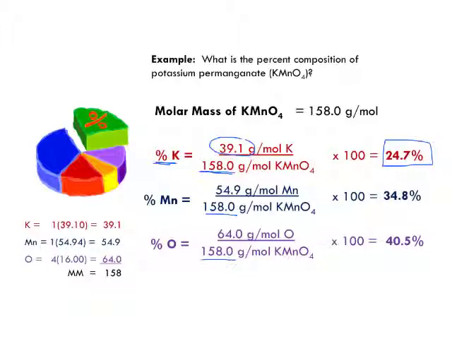And we do the same thing, of course, for manganese and for oxygen. And you want to check that when you add these three up, they should add up to 100%. You can do a quick check and see if that is the case. And it should be. So that's one example of how to work out mass percent. Let's do one more quick example. Or if you feel you understand it, you can stop the video and just go and try your hand at some problems.